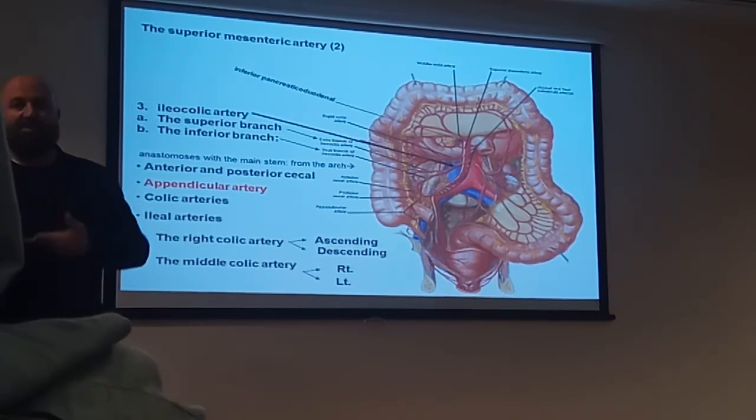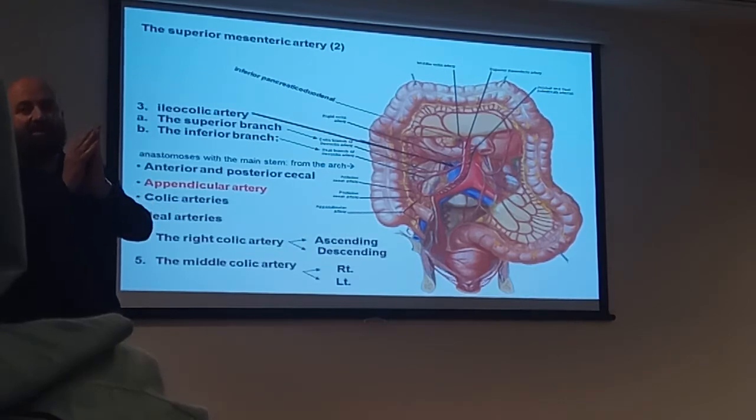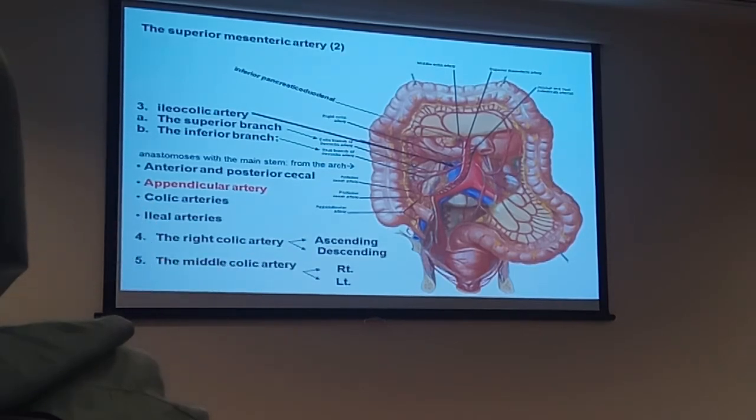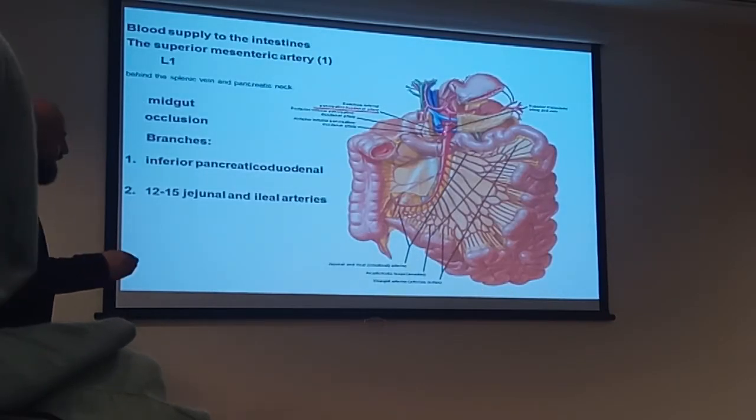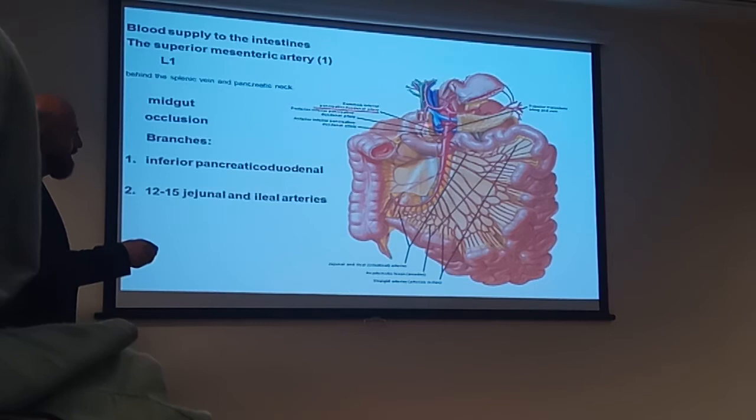Transverse colon. It's in the middle, so it's going to give us the middle colic artery. Simple. We're done with the superior mesenteric artery. So superior mesenteric artery, the first artery will give us inferior pancreatico-duodenal artery to supply lower half of the duodenum.